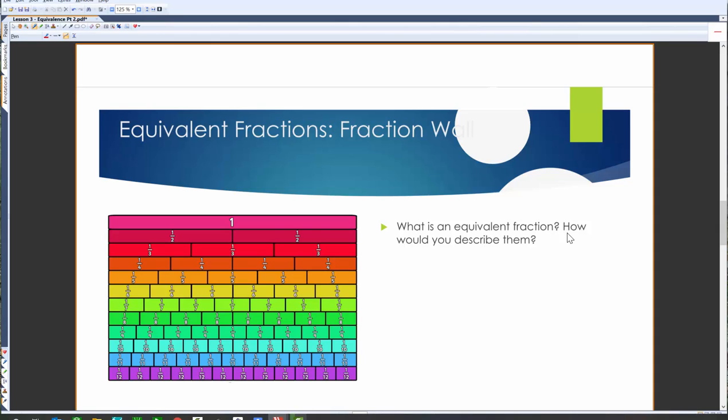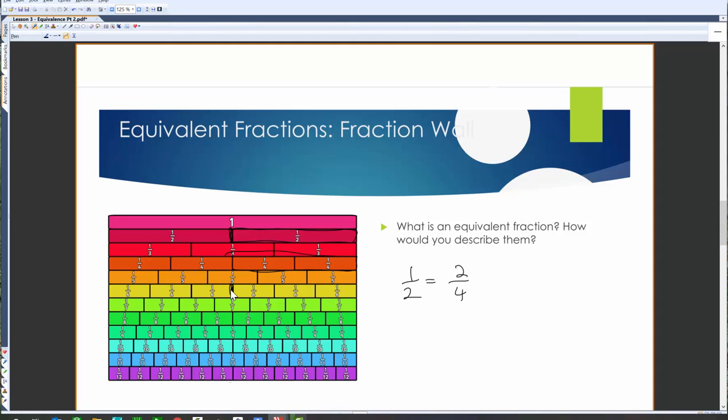So what is an equivalent fraction? How would you describe them? Well, here's one thing to note. So you would have seen this before in primary school. It's a fraction wall. And what I can see here is, this one here represents a half. So we're looking for what is the same as a half. Well, these two would be the same size. These are quarters, and I've got 2 of them. So a half is equal to 2/4.